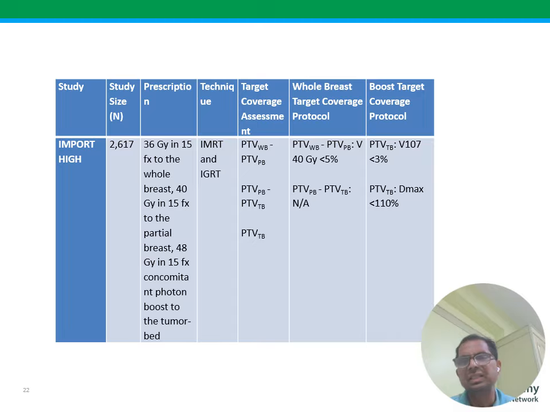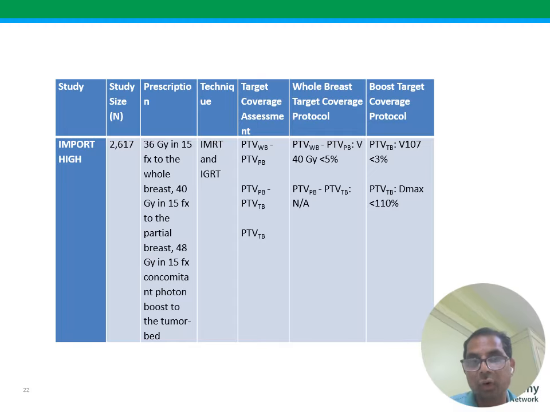Now the other thing which has come up is SIB boost, and in SIB boost, defining dose homogeneity becomes a bit tricky, because you are giving 48 Gy to part of the volume. So IMPORT HIGH did it in a very different way. They defined 3 volumes: highest risk, high risk, and low risk. Highest risk was the surgical bed with 5 mm margin, which they prescribed 48 Gy. The intermediate risk was the partial breast volume, which was a 15 mm expansion to create a partial breast volume plus PTV, and that they prescribed 40 Gy. And the low risk volume was the whole breast, which they prescribed 36 Gy. And I think part of the reason why they came up with this was to avoid heterogeneity or dose inhomogeneity.